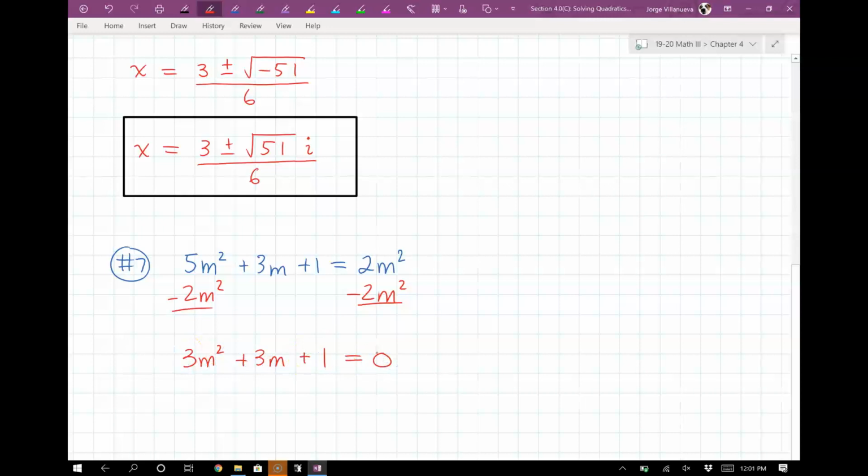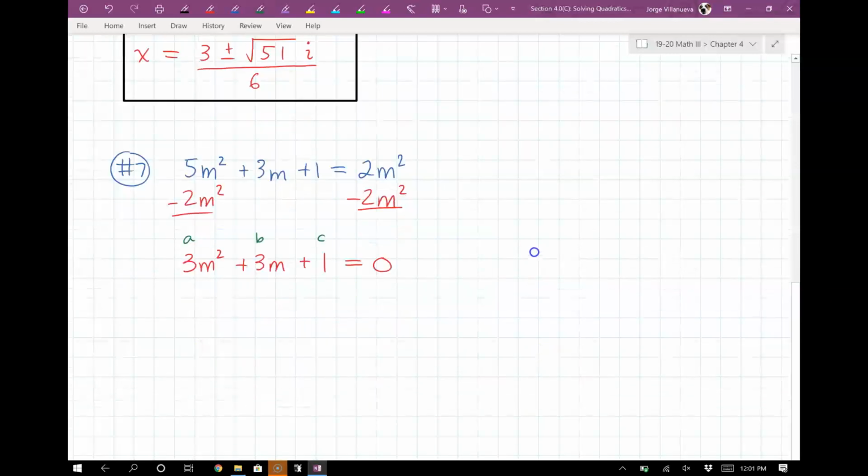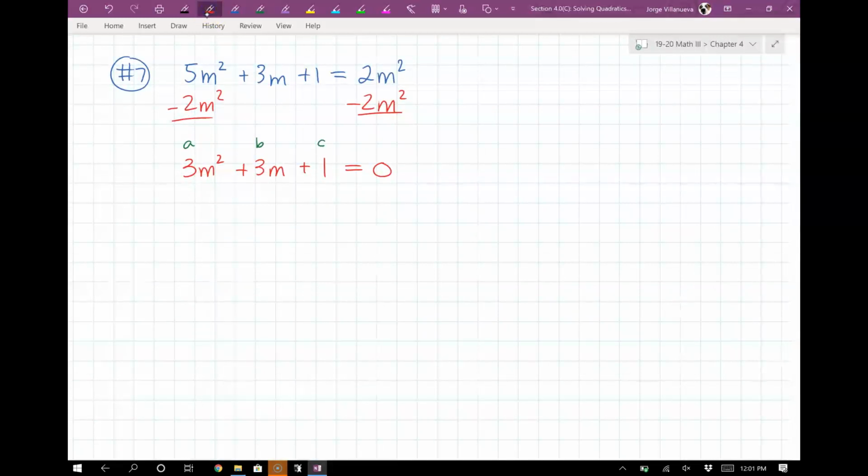Now you can try to factor it using normal factoring methods, but it's not going to work. Don't write this down, but check it out. If you did the x method, 3 times 1 is 3. The b value is 3. What two numbers multiply to 3 that add up to 3? None. It's not going to work. So that's why they're like, okay, figure out your a, your b, and your c, and use your quadratic formula. So let's go ahead and do that.